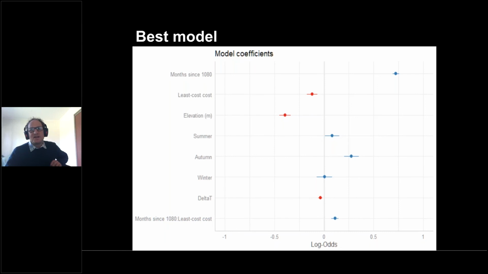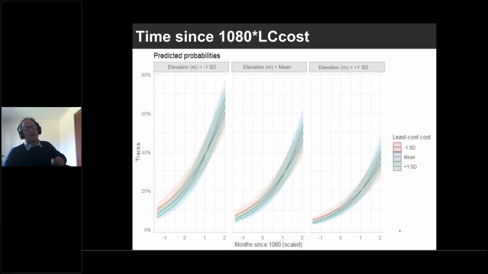I find interactions kind of hard to think about without visualizing them, so I did that in this plot here, which shows that shortly after treatment, areas that are easiest to get to, those with the least cost, have higher tracking rates than those that are hardest to get to. But this relationship swaps with time, and areas that are furthest or hardest to get to have higher tracking rates, and those that are easiest to get to have lower tracking rates, and this is depressed by elevation.